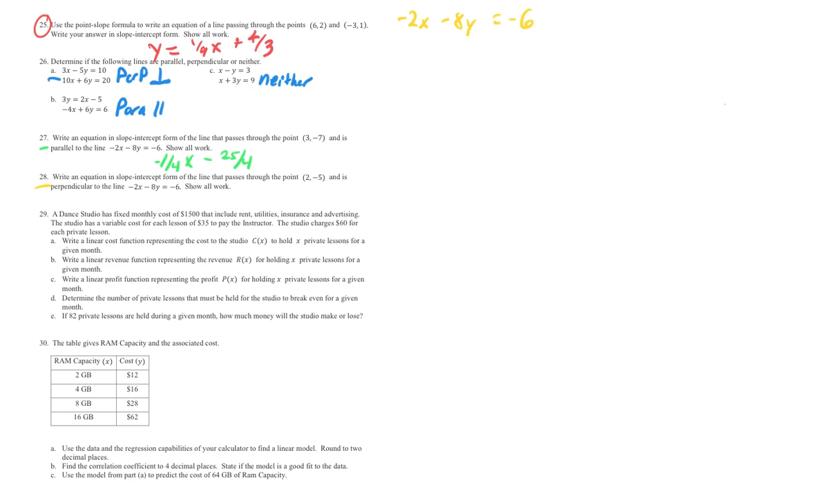Maybe a slightly different way. See that these are all negative, so 2x plus 8y is equal to 6. 8y is equal to -2x plus 6, and whenever we divide both sides by 8, we'll get -1/4 x plus 3/4. That's the slope, -1/4. And to be perpendicular, you need the negative reciprocal, which would be 4.